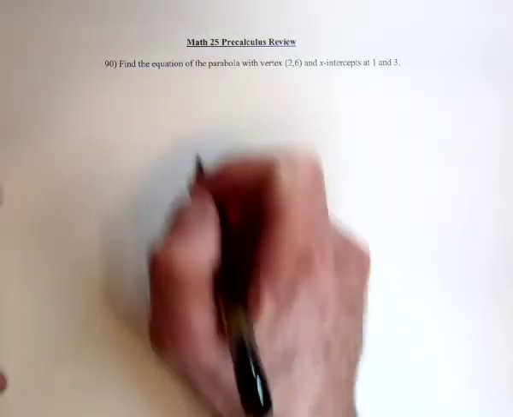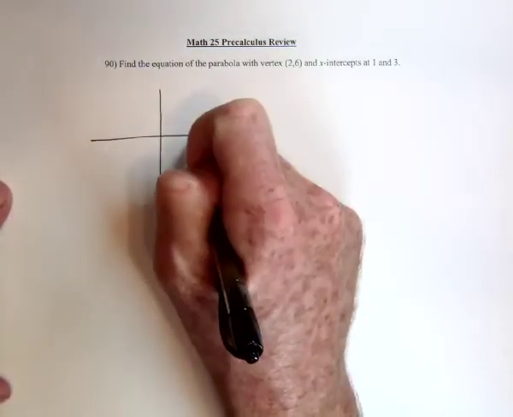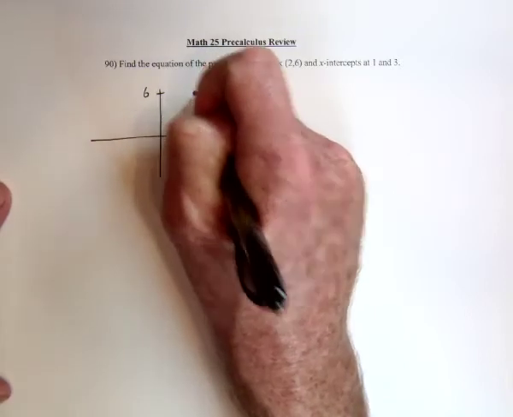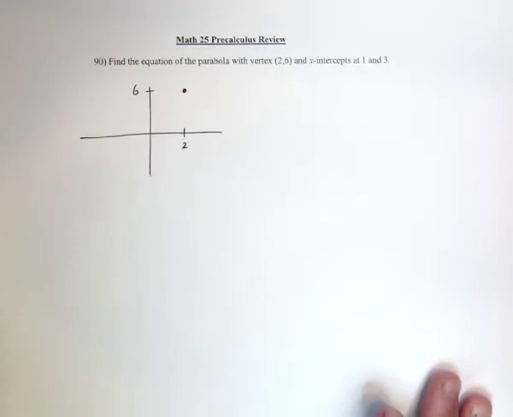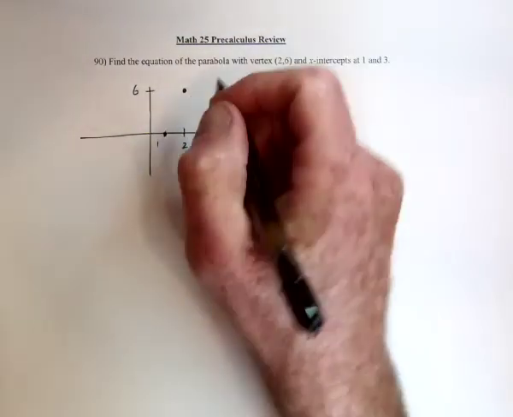So find the equation of a parabola. It's got a vertex at (2, 6). So just a quick sketch. Here's the vertex, and x-intercepts at 1 and at 3.